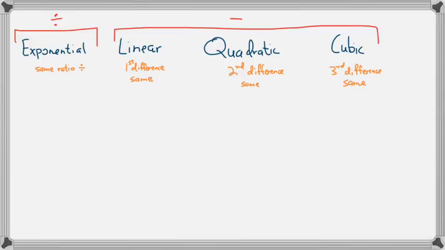So for an exponential, your equation is y equals ab to the power of x. That x is an exponent, where a is your starting point and b is your ratio. Okay. For linear equations, it's your y equals mx plus b.